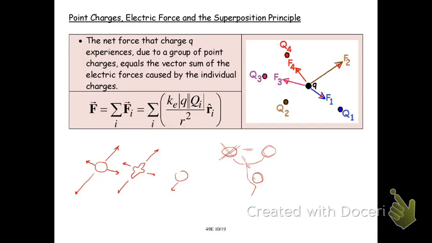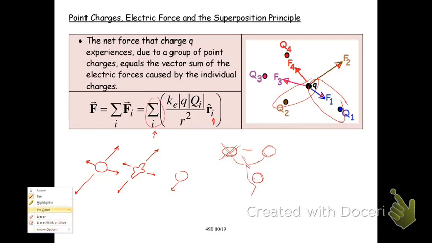We just simply say, okay, here's the general expression for the vector force, and let's add up however many vector forces we have. So we say the sum of all these vector forces, and the nomenclature is, we say i, where i goes from 1 to 2 to 3 to 4, to as many as you have. It's just i is an integer, it's a number. That's just shorthand for that. We say the net force that charge Q experiences due to a group of point charges equals the vector sum of the electrical forces caused by the individual charges. So you picture it as there's a pair there and a pair there and so on.